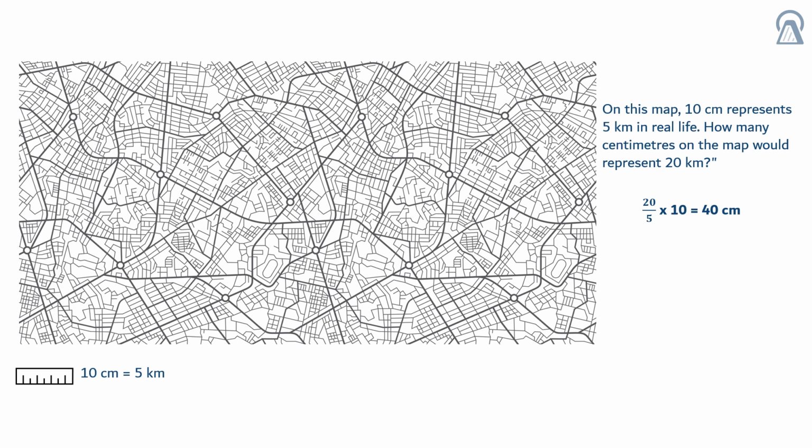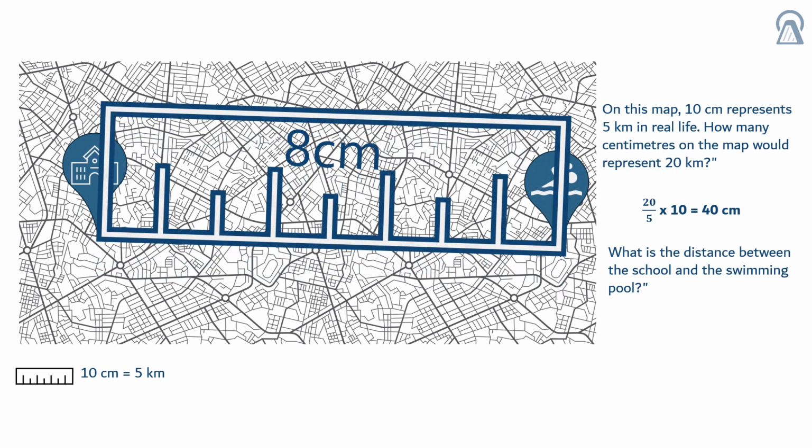The next question is, what is the distance between the school and the swimming pool? Here you would need to take out a ruler and measure the distance. We're saying this is 8 centimetres. To work out the actual distance, we're going to take the amount we have, which is 8, divide it by the similar conversion, which was the 10 centimetres, and then multiply by its proportional amount, so by the 5 kilometres. So 8 over 10 times by 5 gives you 4 kilometres.